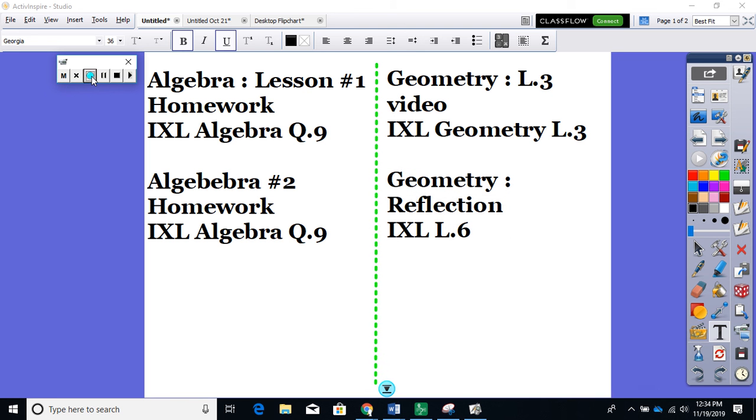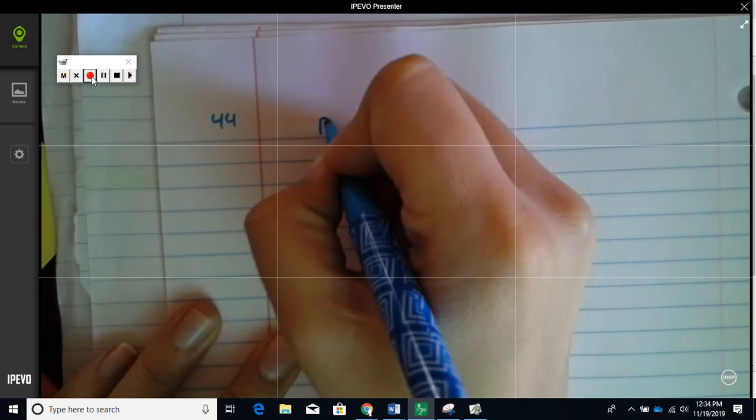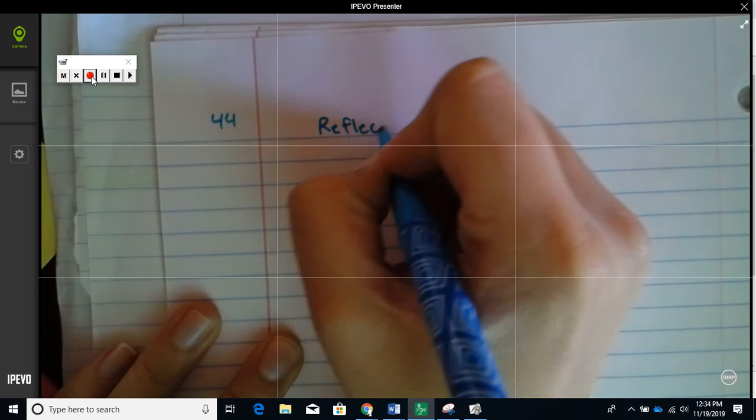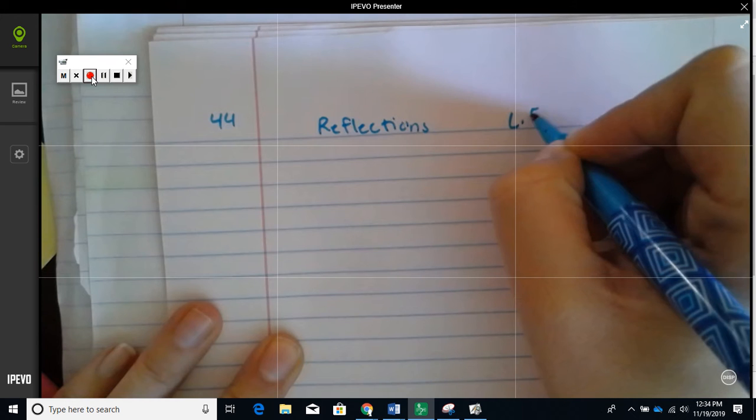Alright, this video is about reflections for IXL L.5. So this is on page 44 in the journal. Please make sure you take these notes for L.5.